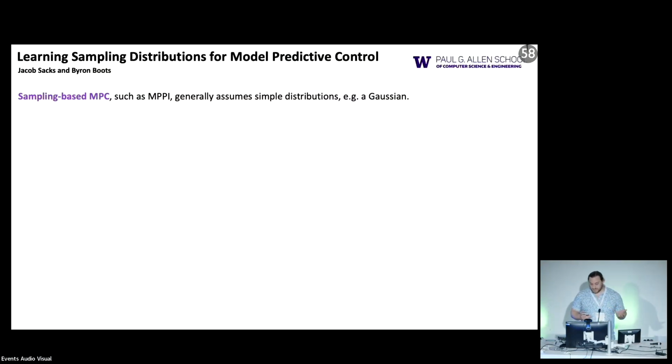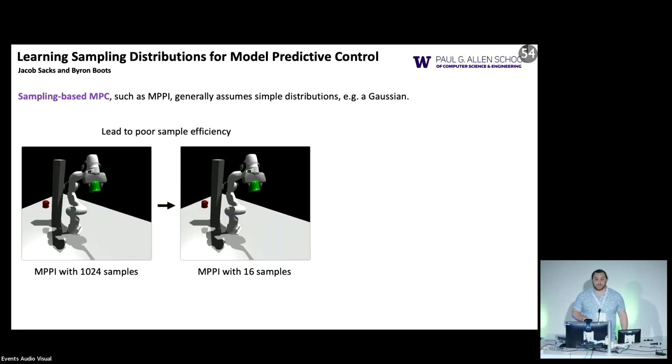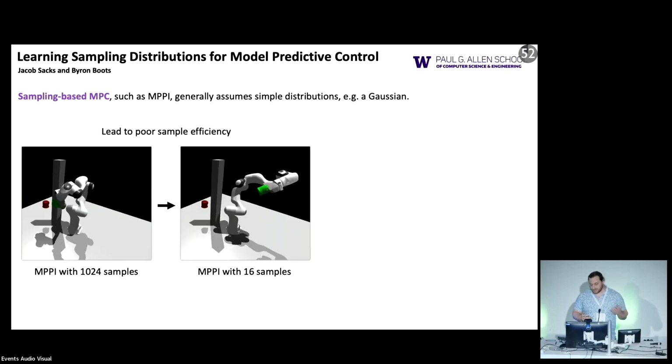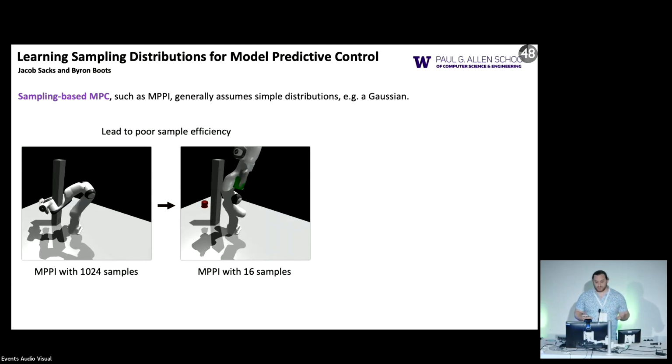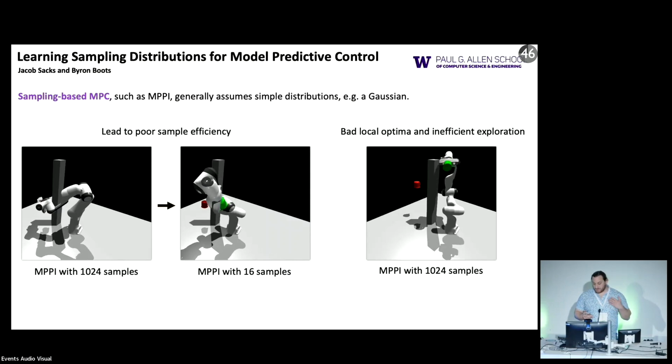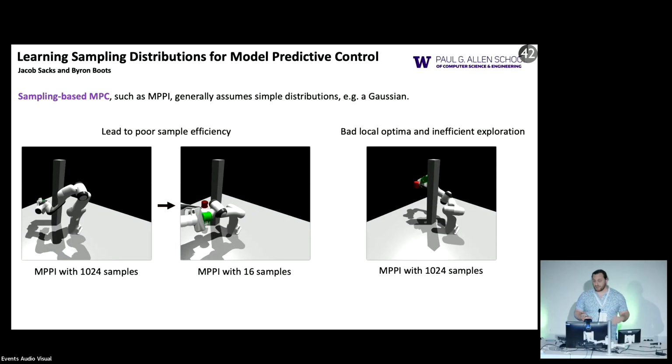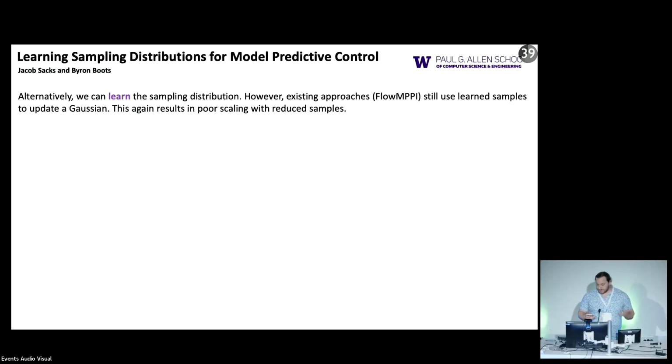Hi, everyone. So today I'll be talking about sampling-based MPC. These methods, such as MPPI, generally assume very simple distributions like a Gaussian. This can lead to poor sample efficiency, resulting in task failures at low sample amounts. Even when you have a large number of samples, we can fall into bad local optima, which can, again, lead to failure. So alternatively, we can learn the sampling distribution.